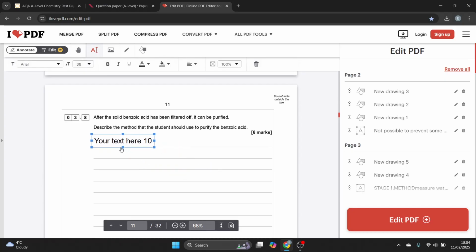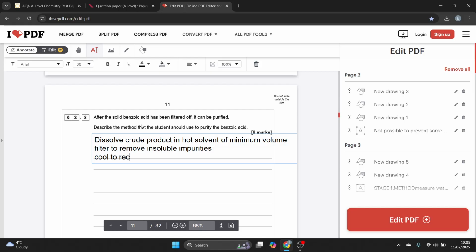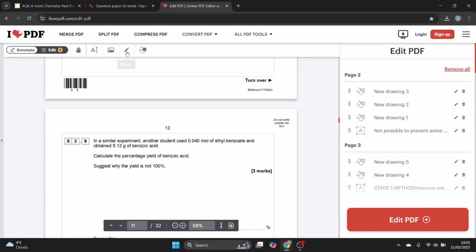Question 3 point, after the solid benzoic acid has been filtered, it can be purified. Describe a method to purify the benzoic acid. Again, this is a practical skill you just have to memorize. So dissolve the crude product in hot solvent of minimum volume, filter to remove insoluble impurities, cool to recrystallize, filter under reduced pressure with a Buchner funnel, and then wash with cold solvent and dry. Cold solvent to remove impurities from the surface.